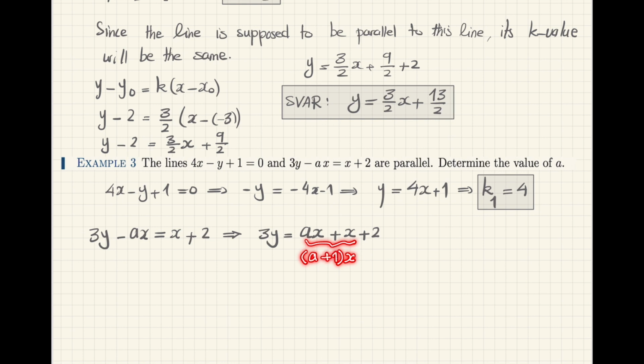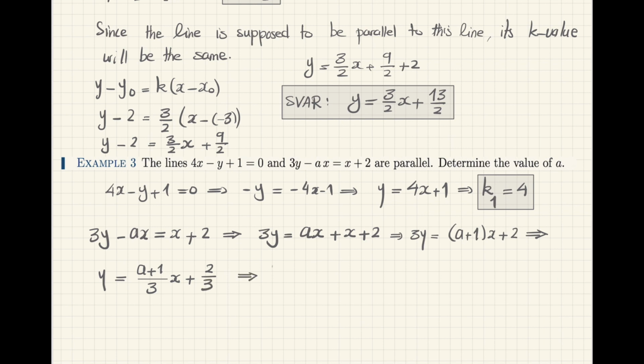Now you see that there are no two x's. Here I have one single x. So this is the correct way of doing it. I will write it as 3y equals a plus 1 times x plus 2, but still y is not alone, so I divide everything by 3. The right hand side becomes a plus 1 divided by 3 times x, and the other term is 2 divided by 3. Now everything is ready.